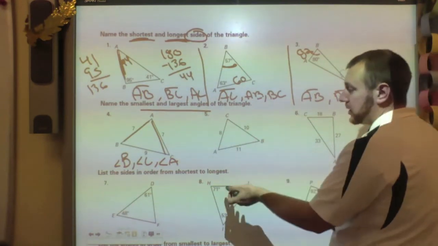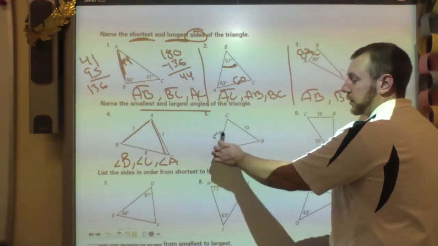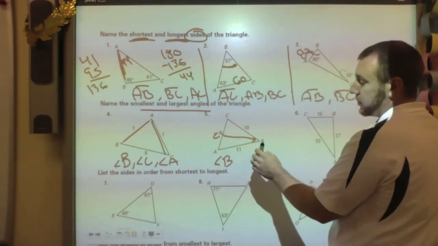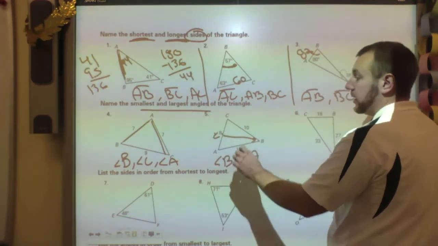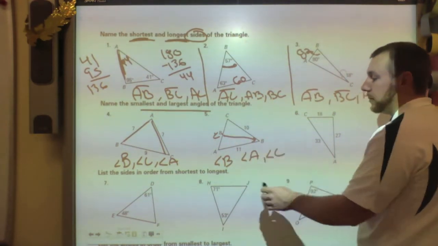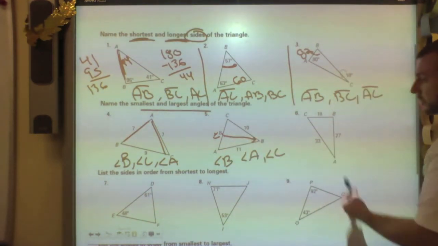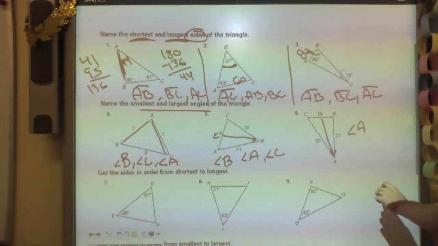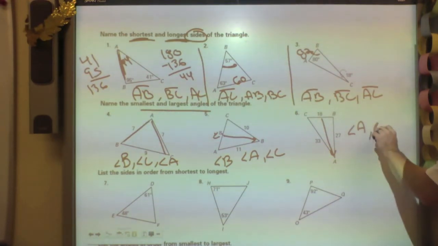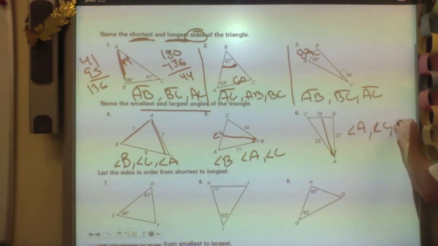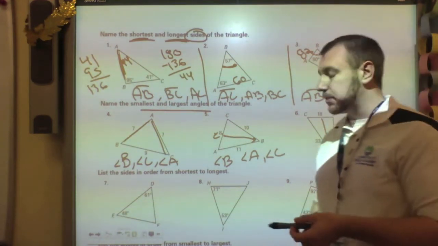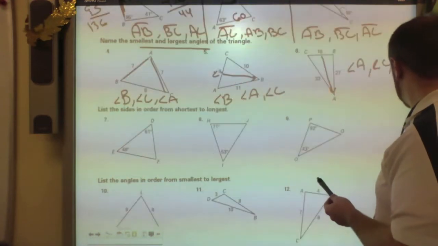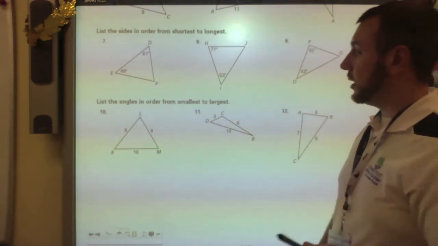Here, it's a little bit easier. Again, 8 is my smallest side, so across from that is angle B. My next smallest angle is going to be angle A, and my next biggest is going to be angle C, across from the 11. And I would just repeat this for 6. Smallest angle is angle A, across from the 18, angle C, and angle B. So that's the process to order the sides. So the rest of these problems can be done for practice.